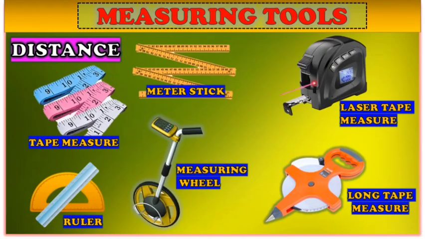Next, we have also the measuring tools in terms of distance. So, heto yung mga ginagamit nating mga tools. Paano natin ma-measure yung travel ng isang tao or ng isang object. We have the measuring tools in terms of distance. We have the tape measure, we have the meter stick, we have the laser tape measure, we have the long tape measure, we have the measuring wheel, and we have the ruler. So those are the tools that can be used in order for us to measure the distance of an object.